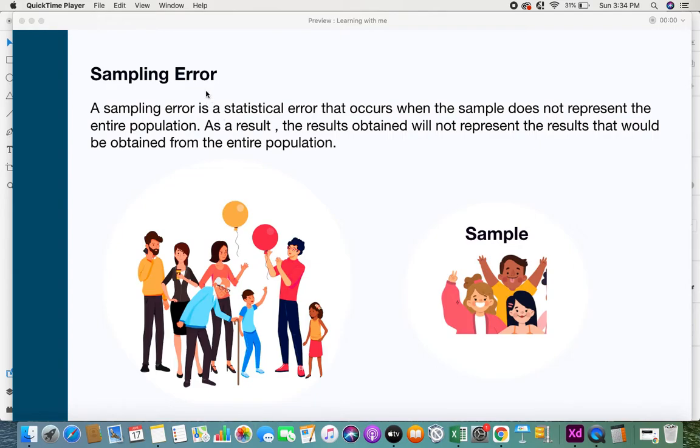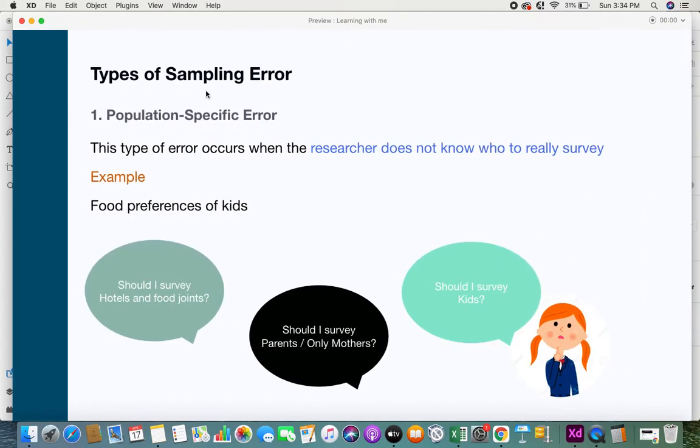There are different types of sampling errors, and let's see what they are. The very first type is population specific error. This type of error occurs when the researcher does not know who to really survey. For example, a researcher wants to understand the food preferences of kids. He wants to do an analysis on that.